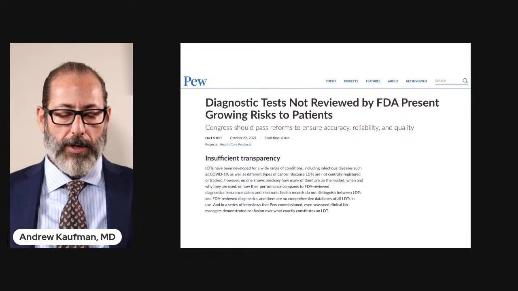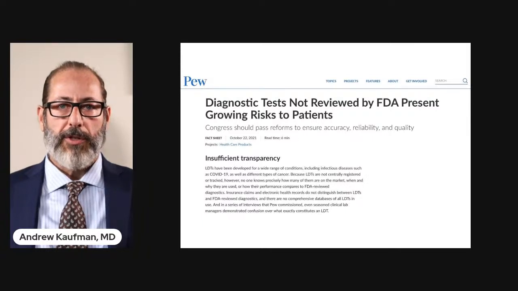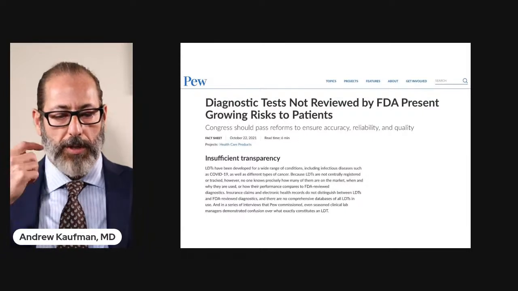Because laboratory determined tests are not centrally registered or tracked, however, no one knows precisely how many of them are on the market, when and why they are used, or how their performance compares to FDA-reviewed diagnostics. So we see that there are quite a number of these kinds of tests, especially in infectious disease. And one of the things that I had mentioned many times about the diagnostic tests for COVID-19 is that they were never validated or approved by the FDA, and they were allowed to be sold under an emergency use authorization.